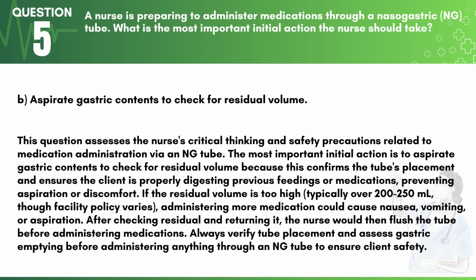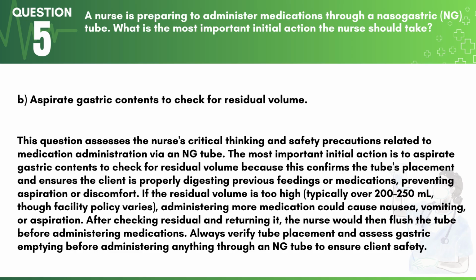Answer: B. Aspirate gastric contents to check for residual volume. This question assesses the nurse's critical thinking and safety precautions related to medication administration via an NG tube. The most important initial action is to aspirate gastric contents to check for residual volume because this confirms the tube's placement and ensures the client is properly digesting previous feedings or medications, preventing aspiration or discomfort.